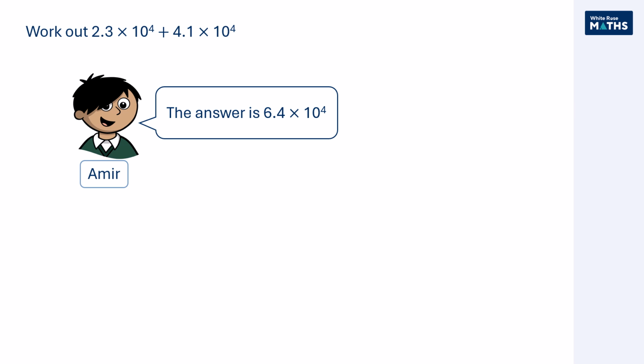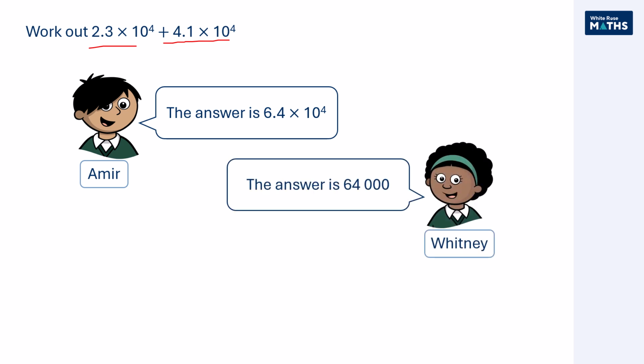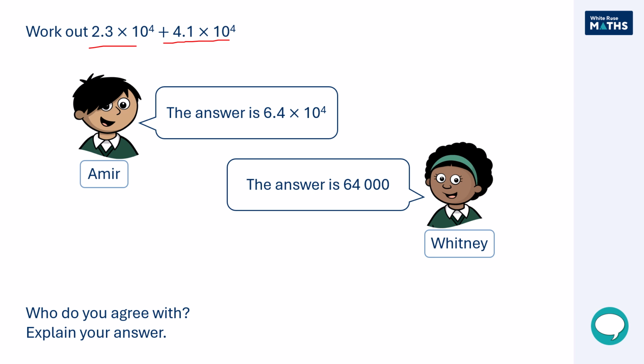Okay, next part. So work out 2.3 times 10 to the 4 plus 4 times 10 to the 4. So Aeneas says this. So the answer is this. Okay, Whitney says this. Okay, who is correct? Explain your answer. So here, when I'm adding or subtracting in standard form, the key is either to write them both as ordinary numbers, or to convert it so it's the same powers of 10, and then I can just add and subtract the numbers. Okay, so that's a very key fact.